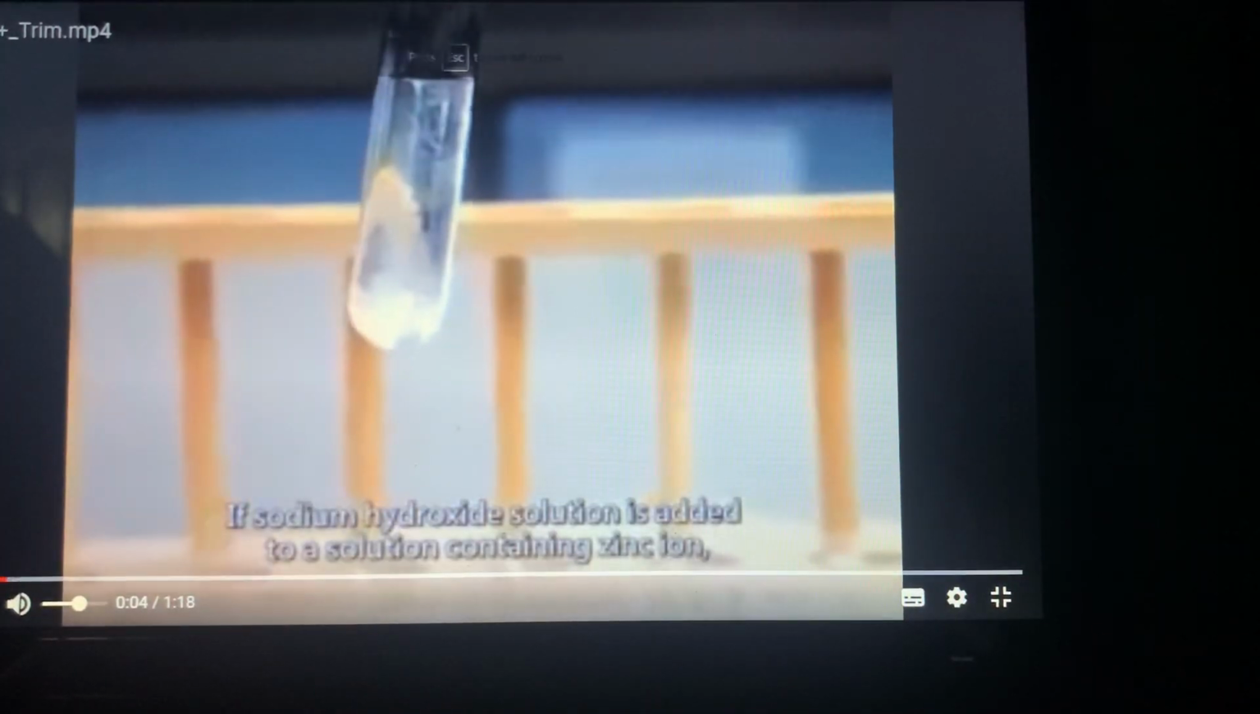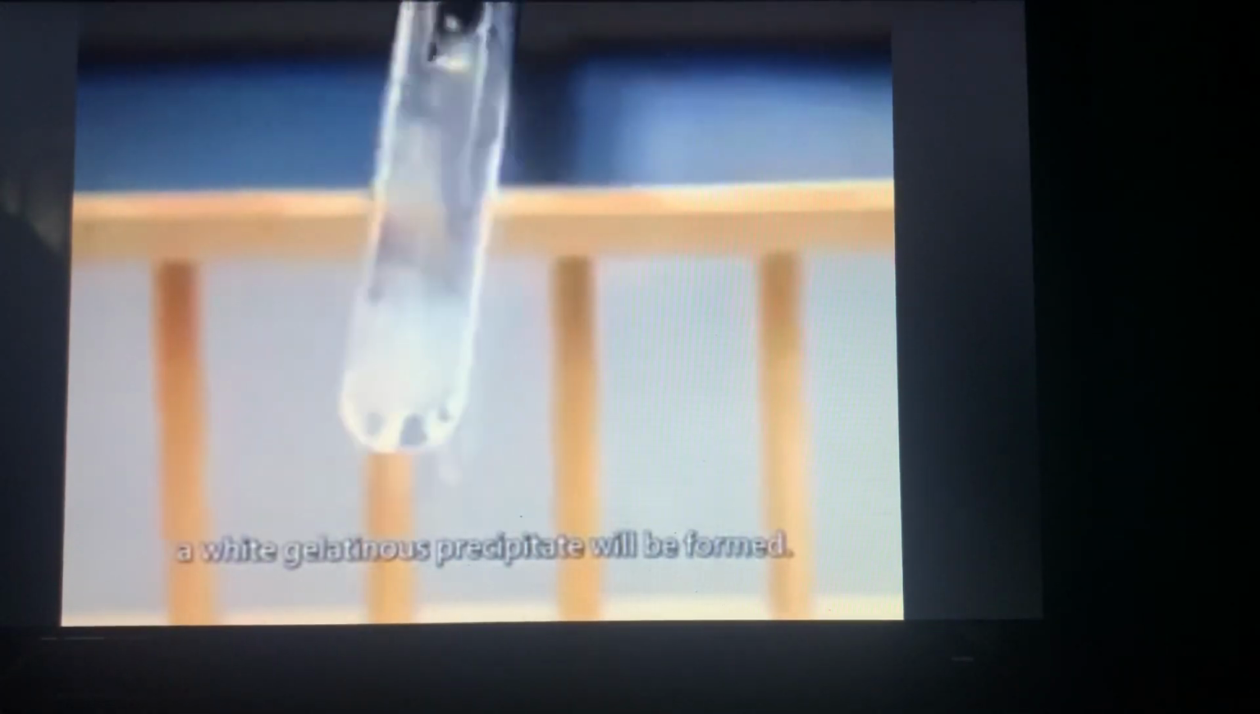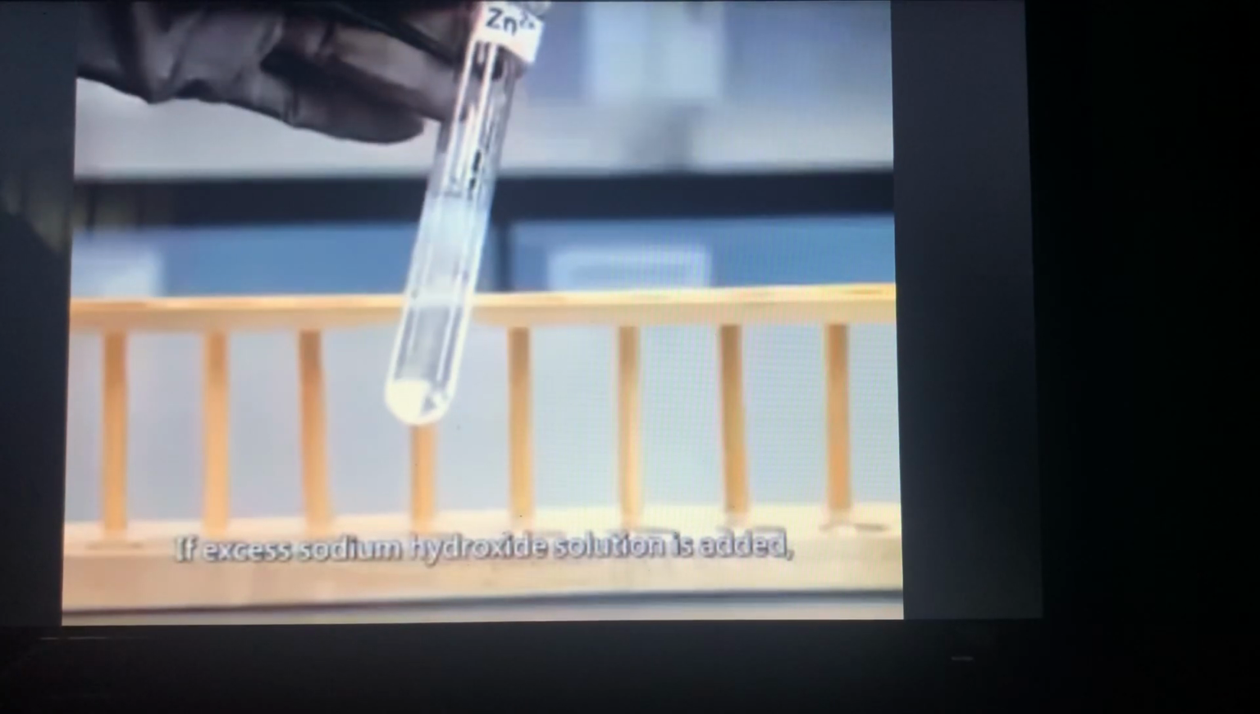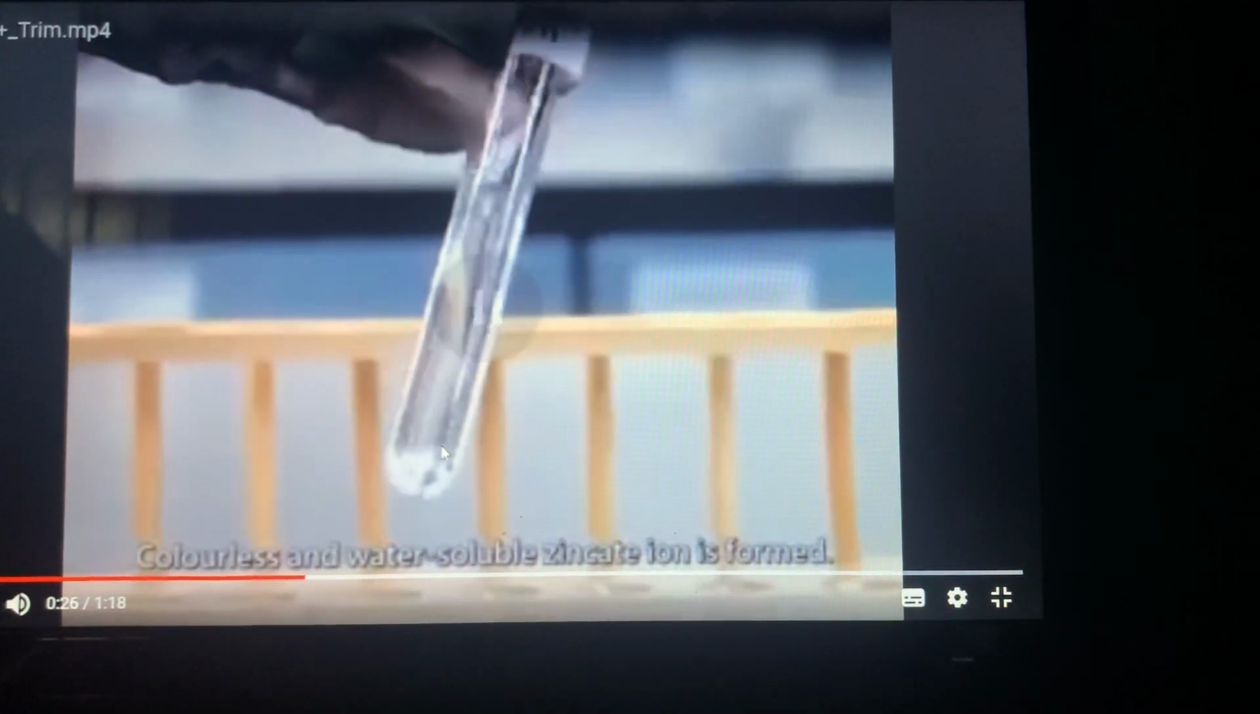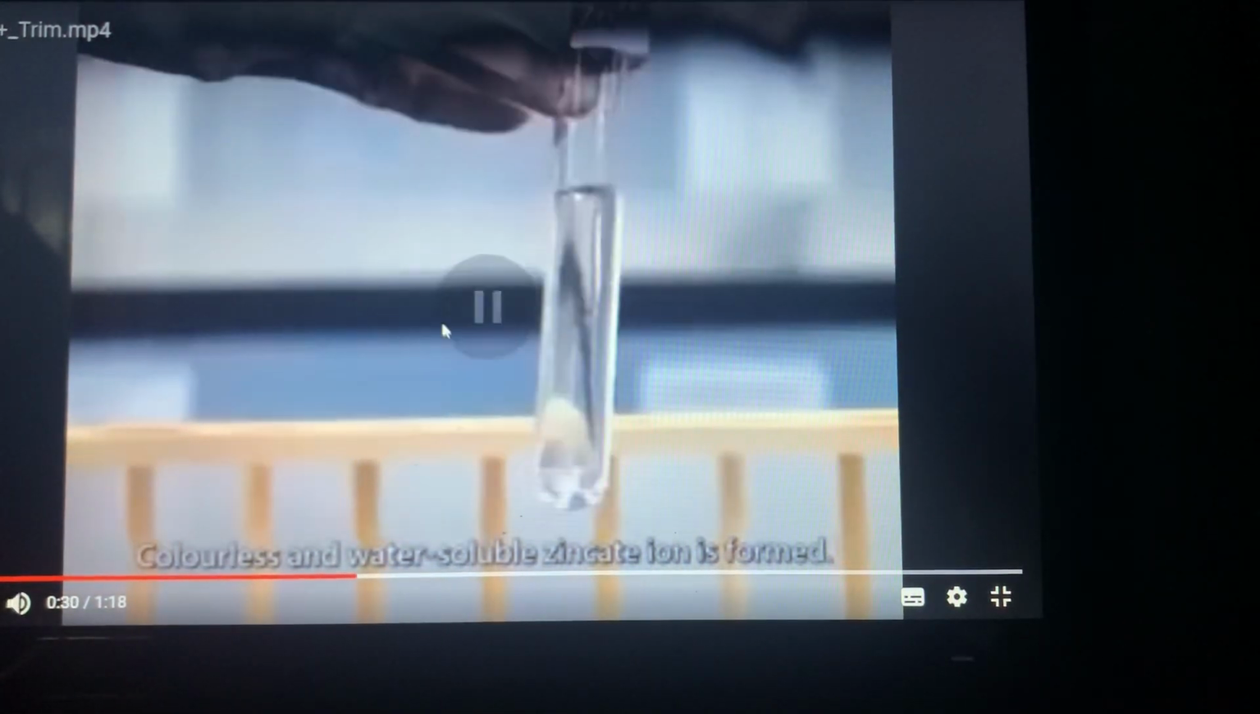If sodium hydroxide solution is added to a solution containing zinc ion, a white gelatinous precipitate will be formed. It is zinc hydroxide. If excess sodium hydroxide solution is added, the white precipitate will dissolve. Colorless and water-soluble zincate ion is formed. As you can see, the colorless solution, this is due to when the person added excess NaOH to the white PPT.